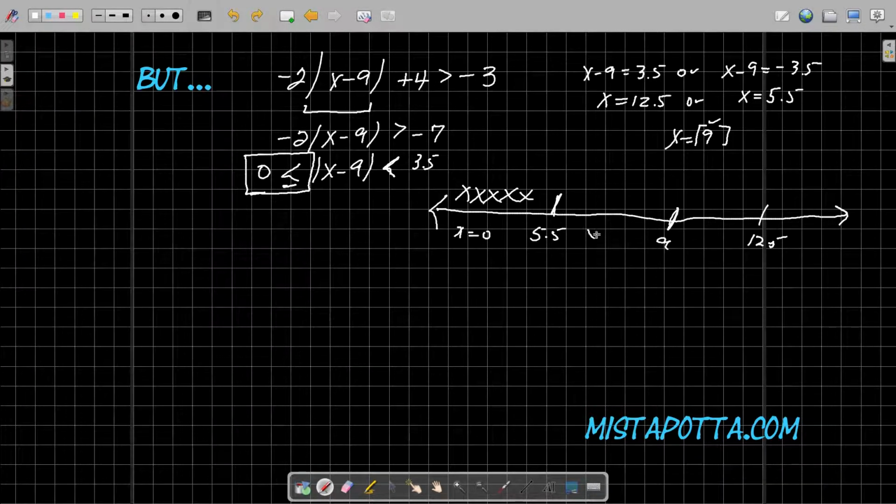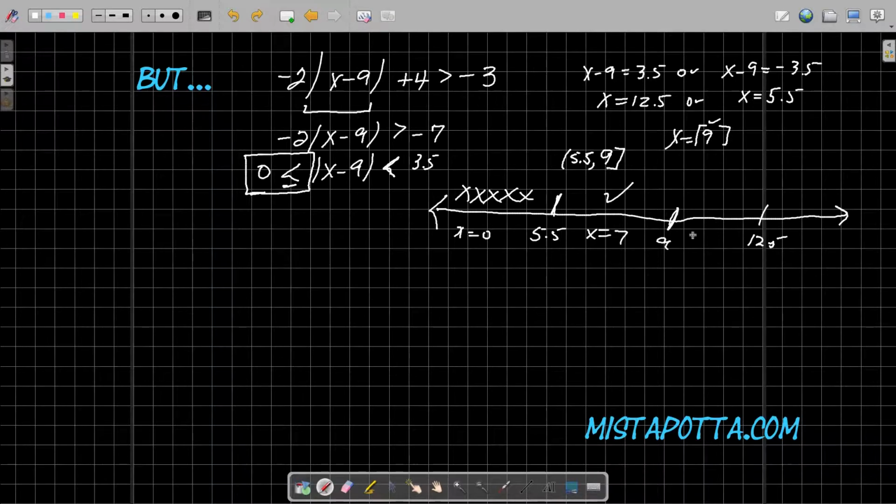Testing a number in here, I could do x equals 7. 7 works good. 7 minus 9 is going to give me a negative 2. Negative 2 times 2 is negative 4. That's going to be negative 4 plus 4 is 0. And 0 is larger than a negative number, so this works. So I know that from 5.5 to 9 is going to be part of my solution.